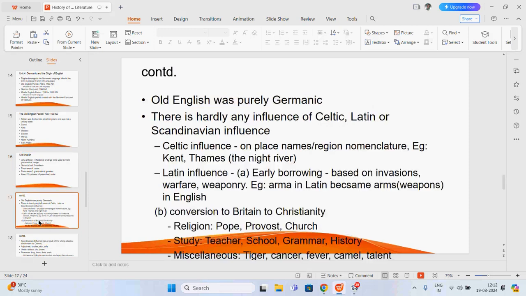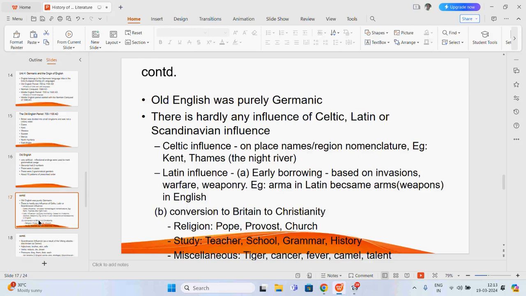You will also say that Old English was purely Germanic because we are just at the period of the origin of English, and English originated from Germanic. From the initial influence of Celtic, Latin or Scandinavian, we find the Celtic influence on place names or on region names. Some examples are given there. Kent, the place name Kent comes from the Celtic language. The river Thames, which is very famous, River Thames in London, means the dark river. This is also a case of Celtic influence.